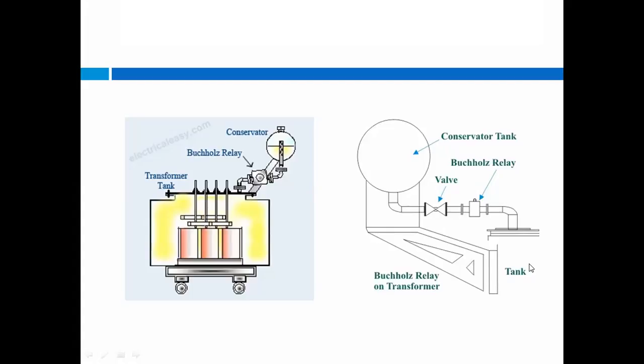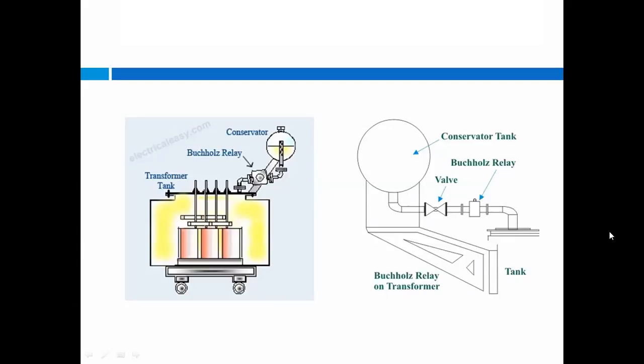Normally open and normally closed terminals are there. There is one float. If a fault occurs, those contacts get closed, and that signal is given to the circuit breaker for the operation. It is also connected to the alarm circuit, so that it will give a signal to the operator.